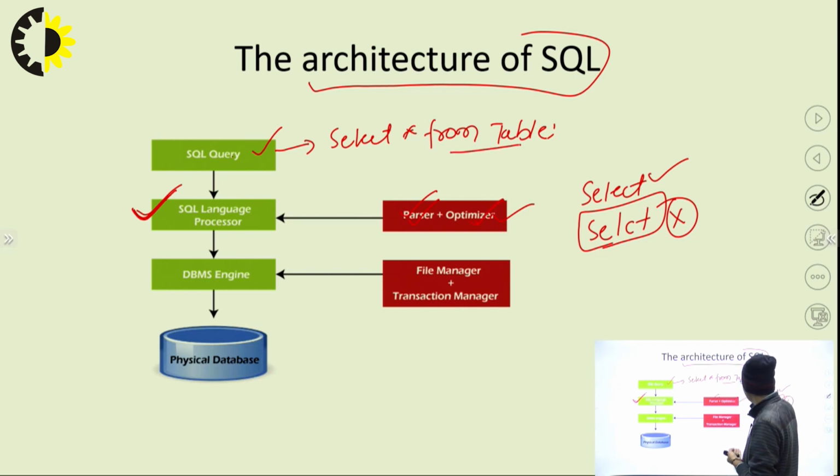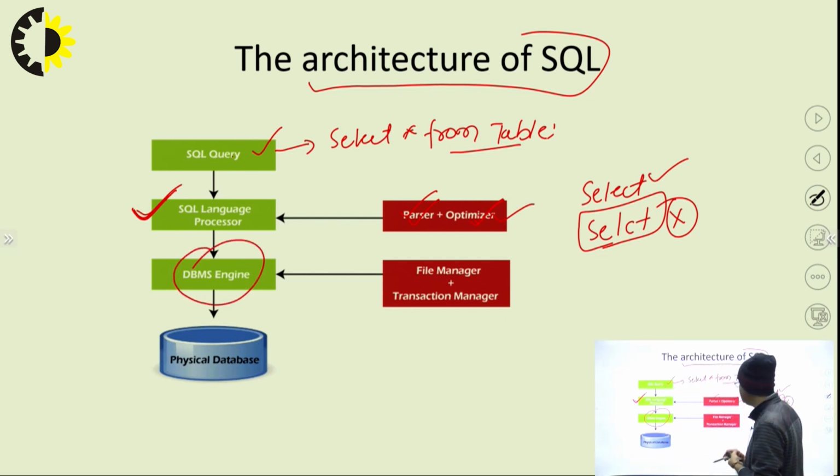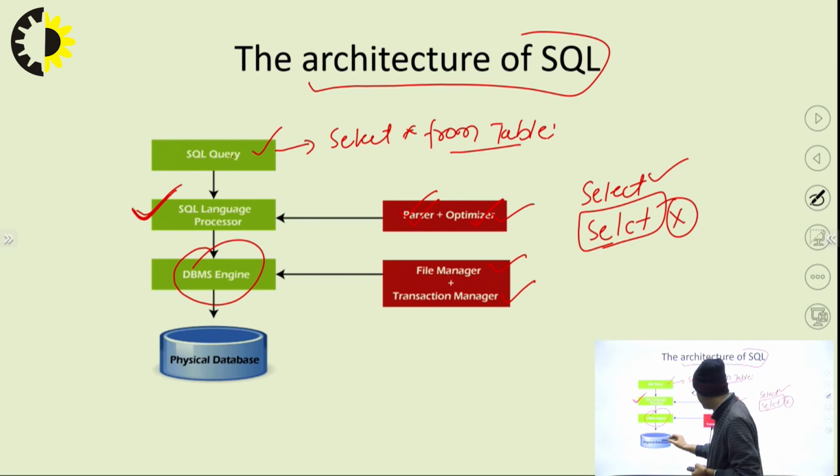It optimizes this query, and after optimization, that goes to the DBMS engine. The DBMS, database management system engine, contains a file manager and a transaction manager. By using these two, we are able to retrieve from our physical database. The role of the file manager is to know where the particular database is stored, and the transaction manager does certain operations to retrieve that query.